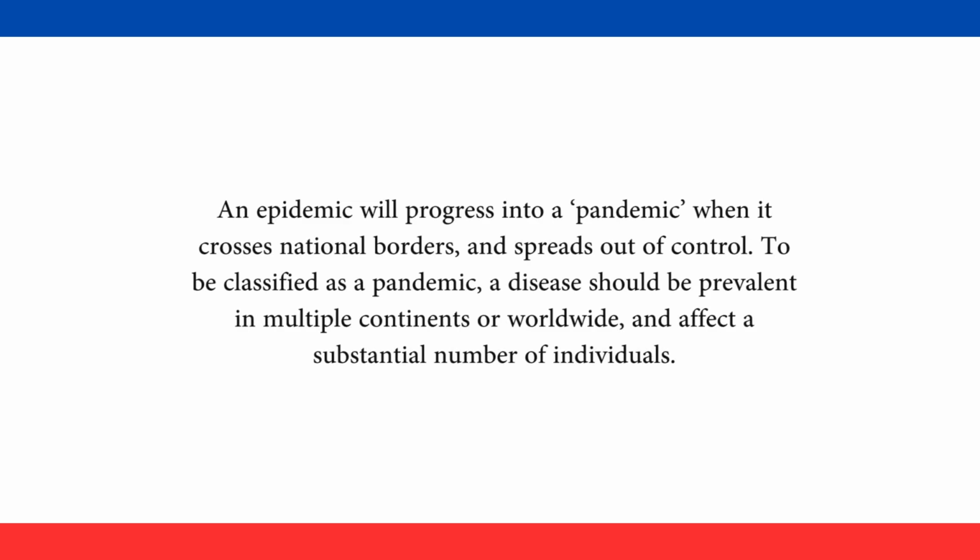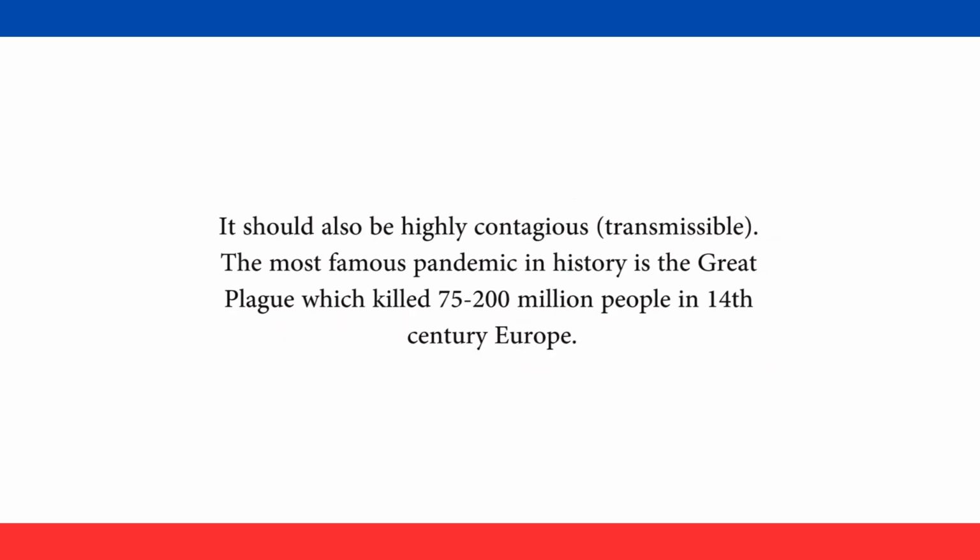An epidemic will progress into a pandemic when it crosses national borders and spreads out of control. To be classified as a pandemic, a disease should be prevalent in multiple continents or worldwide and affect a substantial number of individuals. It should also be highly contagious, transmissible. The most famous pandemic in history is the Great Plague, which killed 75 to 200 million people in 14th century Europe.